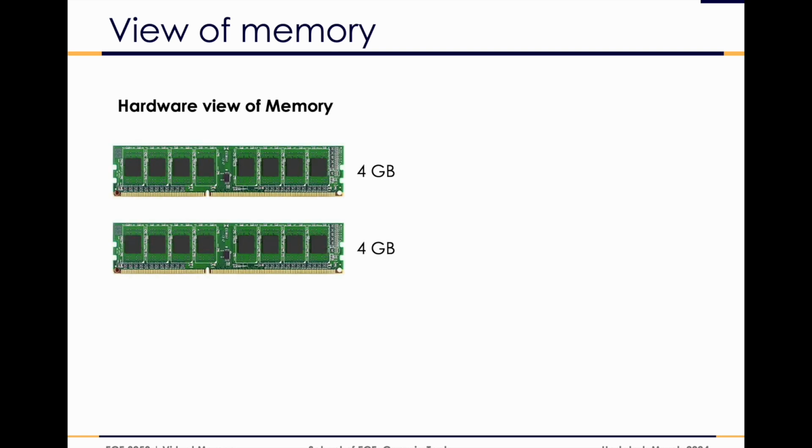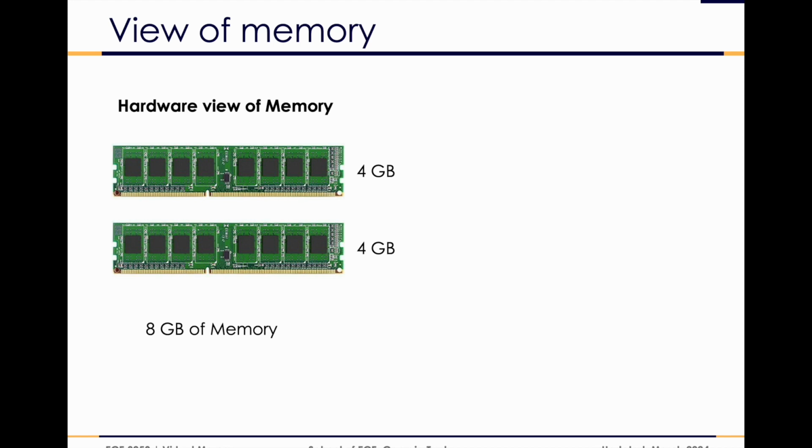It's due to the difference between the view of memory from the hardware and the software. So we have this hardware view of memory where maybe we have two different memory modules, 4 gigabytes each, that combine for a total of 8 gigabytes of memory. This is the physical memory of your computer, the memory it definitely has.